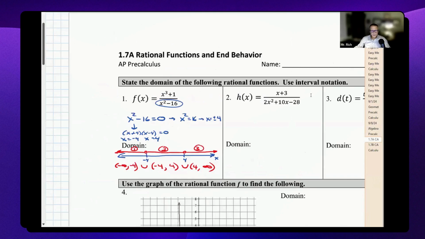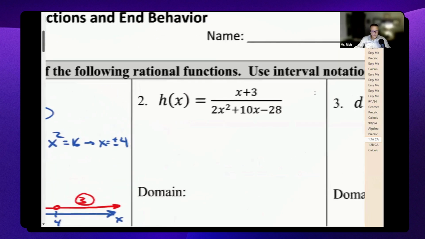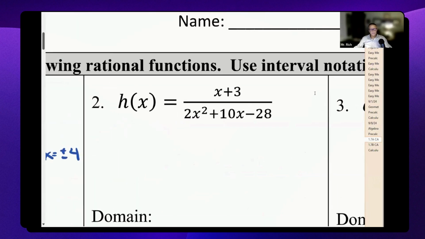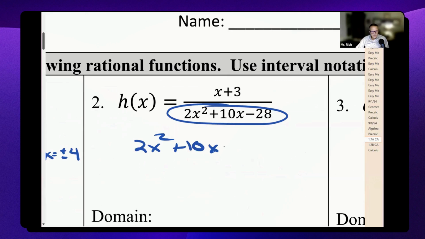All right, let's do another domain. Here's a rational function. I have a polynomial on the top, and a polynomial on the bottom. The domain for this function is going to be all the values of x except any that might make that equal to 0. So I'm going to set that denominator equal to 0 so that I could solve it and know what the exclusions are to the domain.